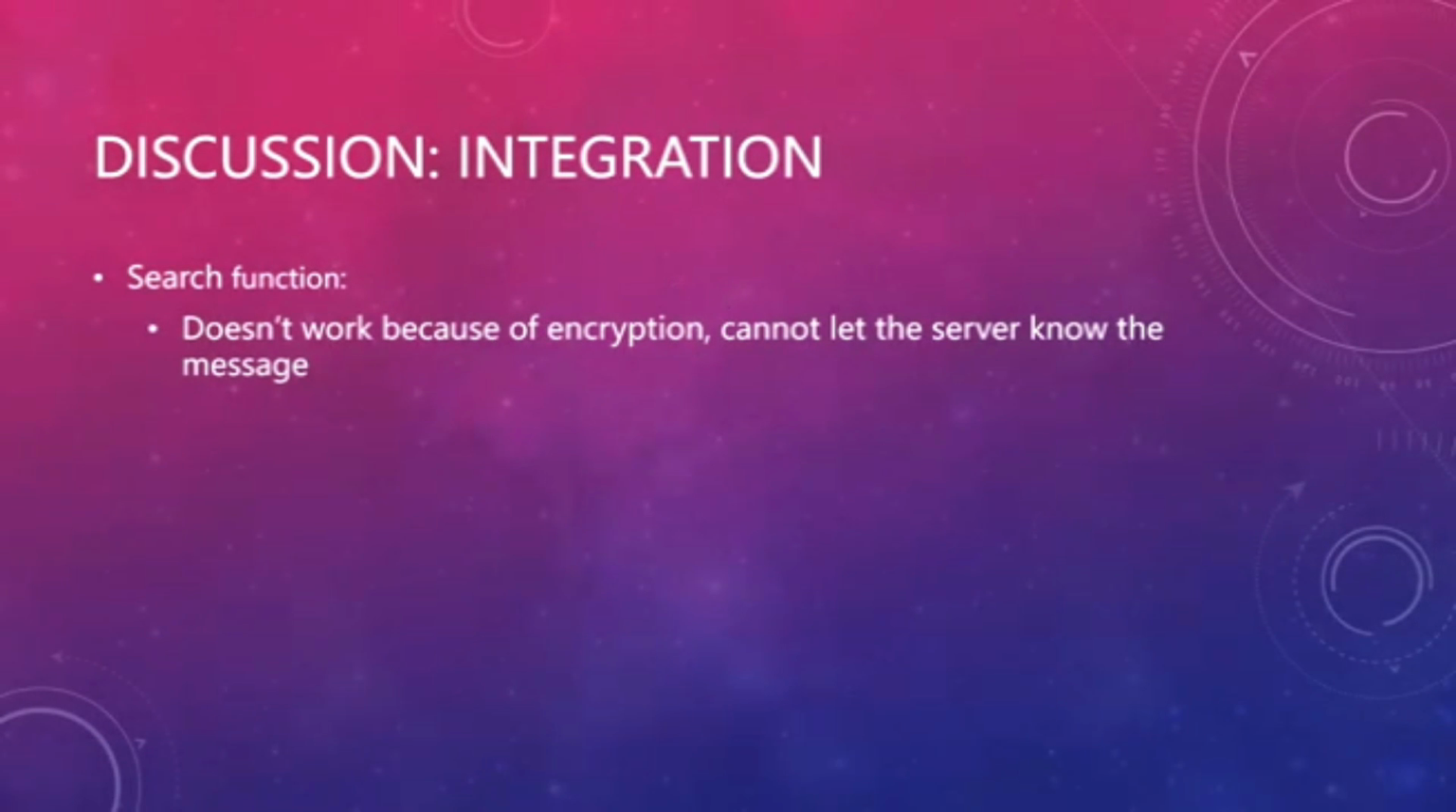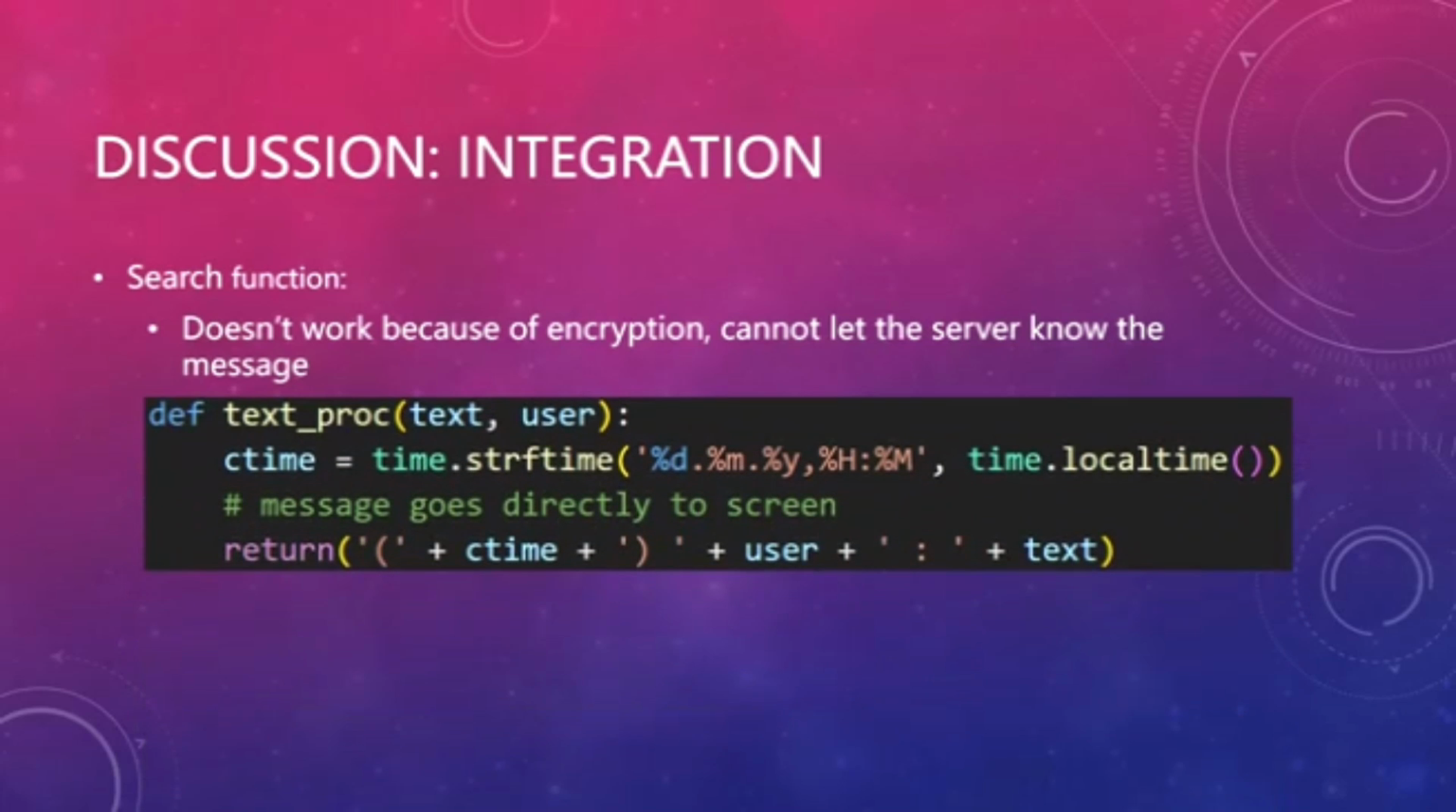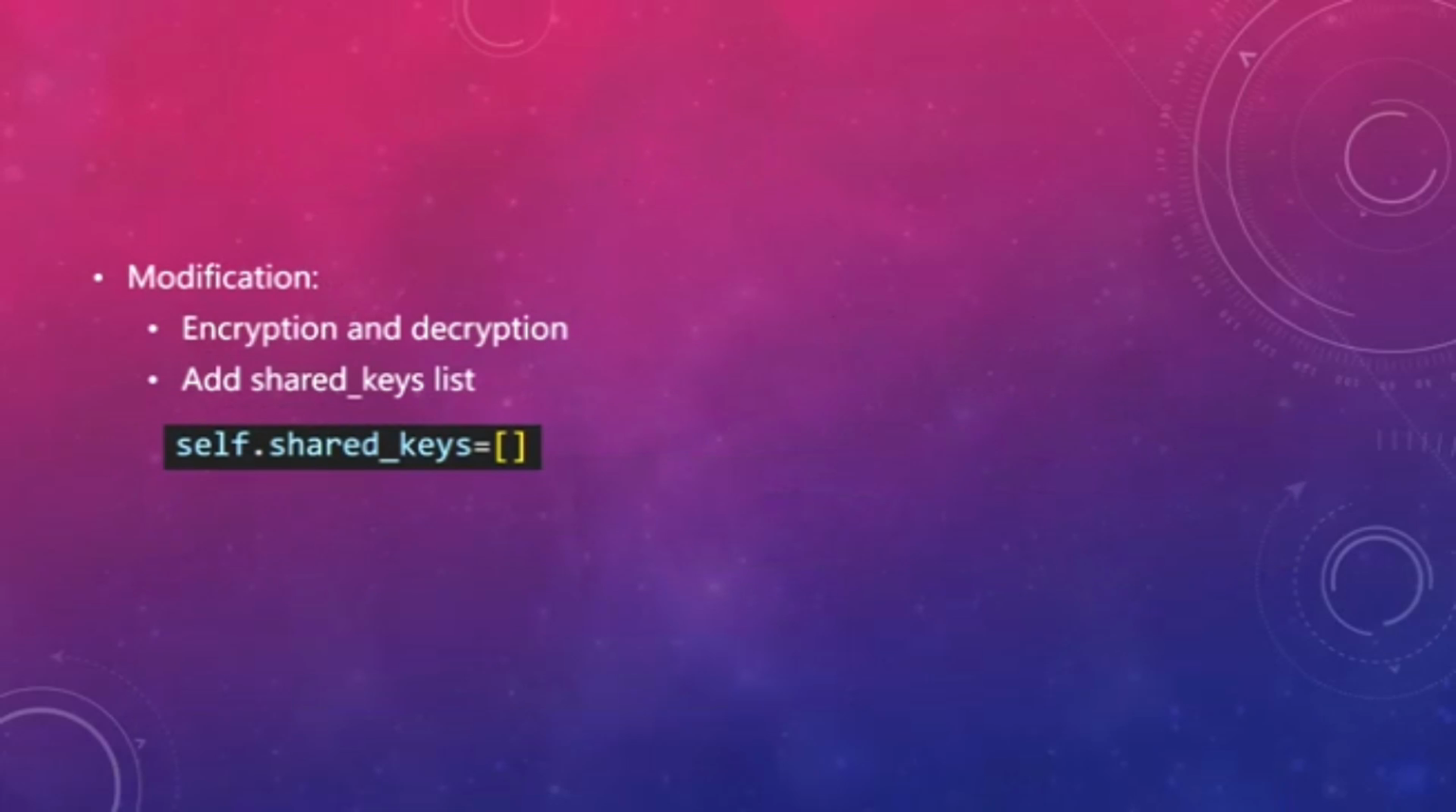However, after integration, we found one problem: the search function doesn't work well because the server can only store the encrypted message. Also, the search result doesn't only contain the message, but also the time and the username. This makes the implementation more difficult. Then, let's see how we successfully modified the code.